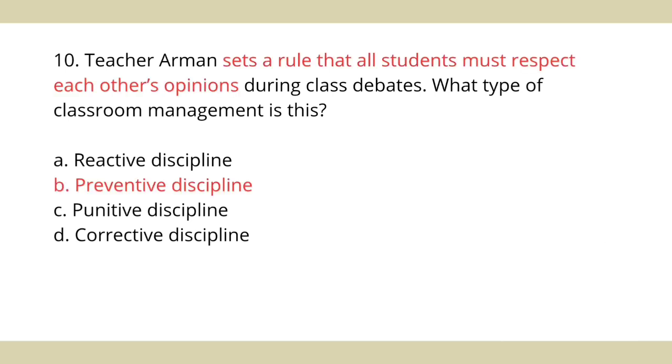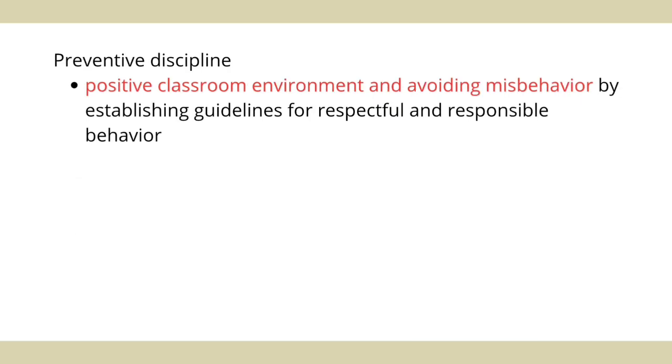Preventive discipline. Teacher Arman's rule that all students must respect each other's opinions during class debates is an example of preventive discipline because he is setting clear rules and expectations before problems occur. Preventive discipline focuses on creating a positive classroom environment and avoiding misbehavior by establishing guidelines for respectful and responsible behavior. In this case, by reminding students to respect each other's opinions, Teacher Arman prevents arguments, disrespect, or conflicts before they happen.